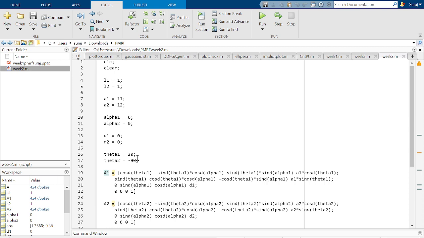If you see here, theta 1 is 30 degrees, and theta 2 is the angle between link 1 and link 2, and that is minus 90 degrees. Why is the minus sign there? Because it has rotated in the clockwise direction. The anti-clockwise direction you can see as plus 90.